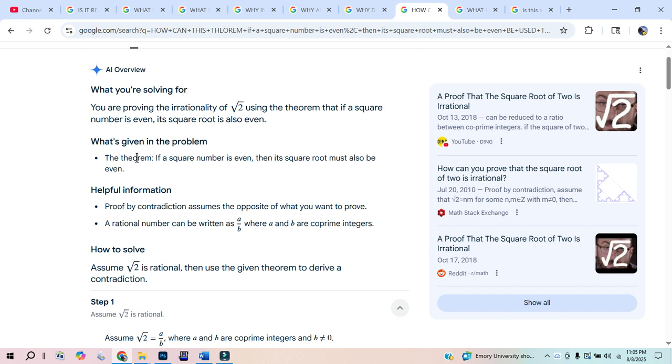So what's given in the problem? If a square number is even, then its square root must also be even. Cool. And we know that the square root of 2 is not even, so 2 must not be a square number. So let's see if that's what they're going to do. Let's see what they do.